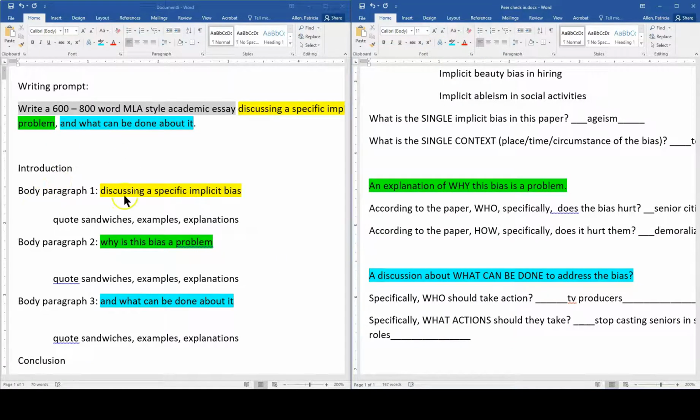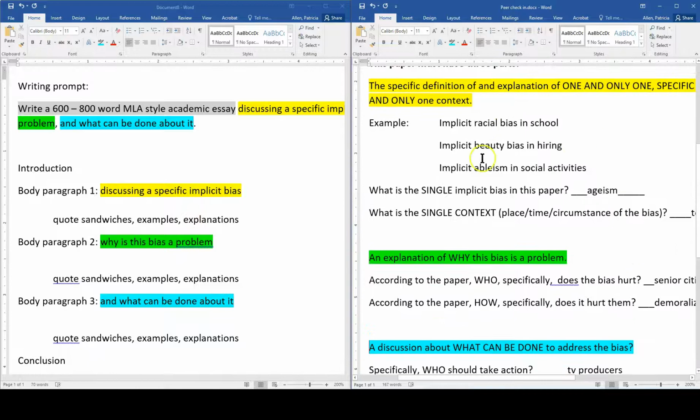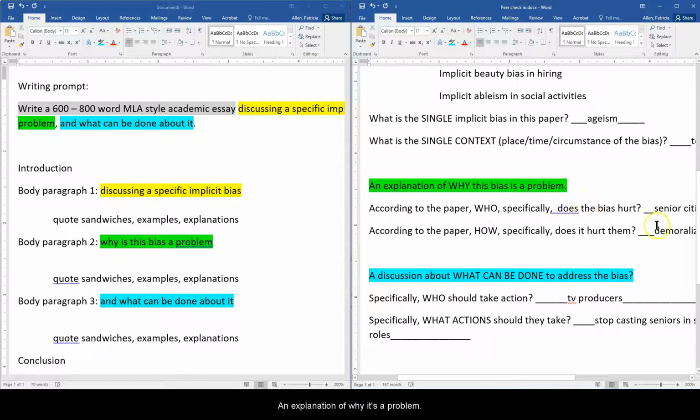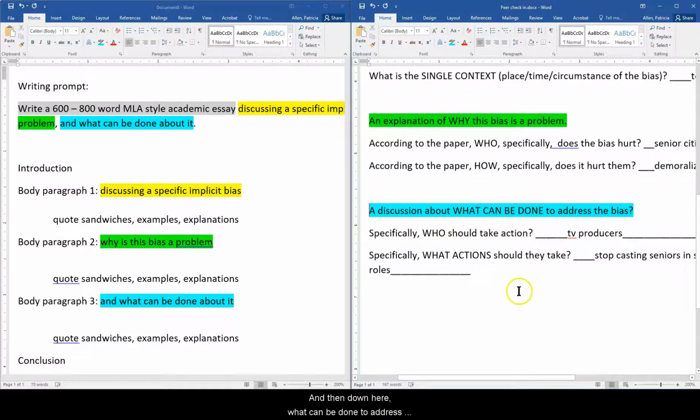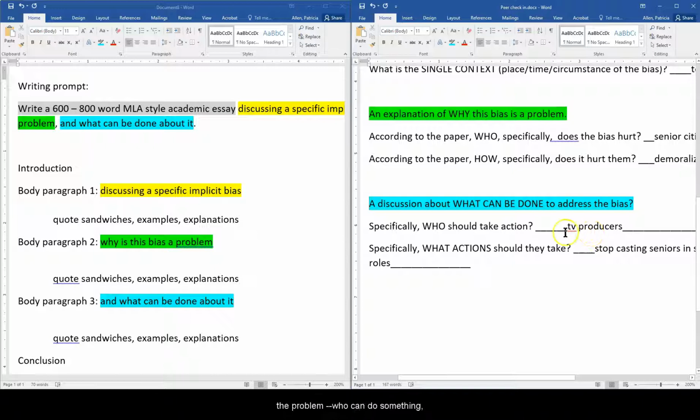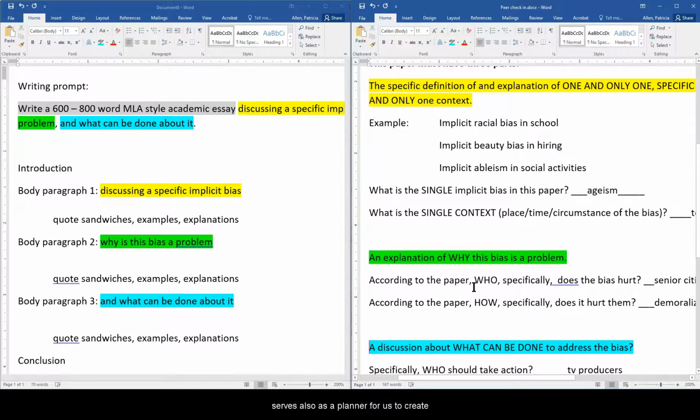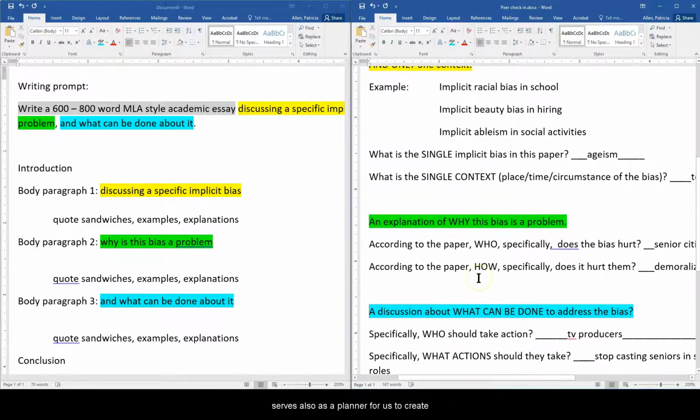Right? So discuss a specific bias. Here are the questions. What's the bias and the context? An explanation of why it's a problem, who it hurts and how it hurts them. And then down here, what can be done to address the problem? Who can do something and what can they do? So this checklist right here serves also as a planner for us to create workable topic sentences for our paper.